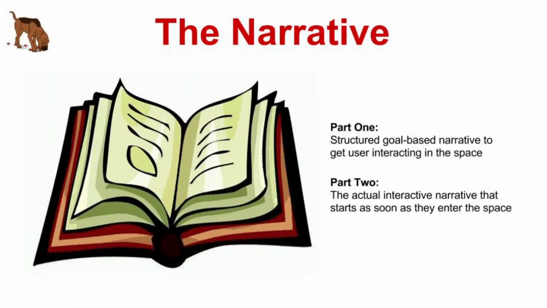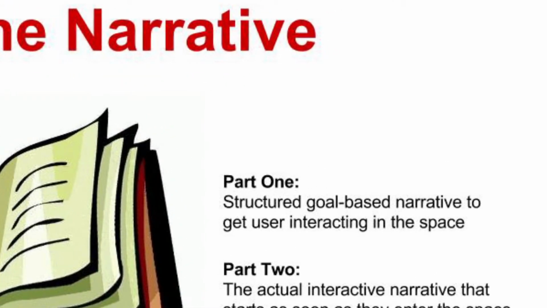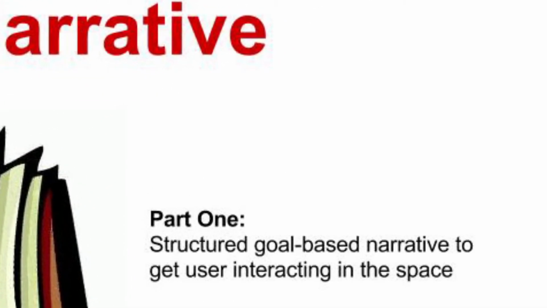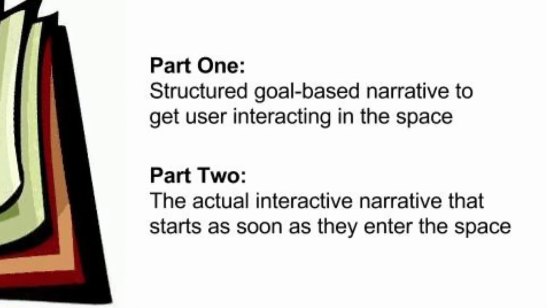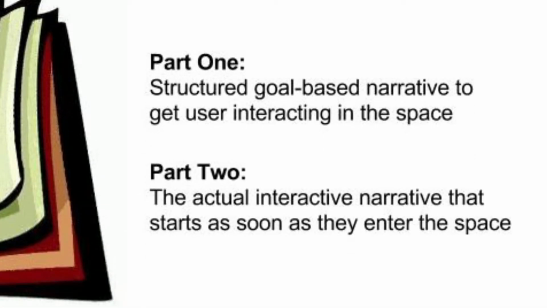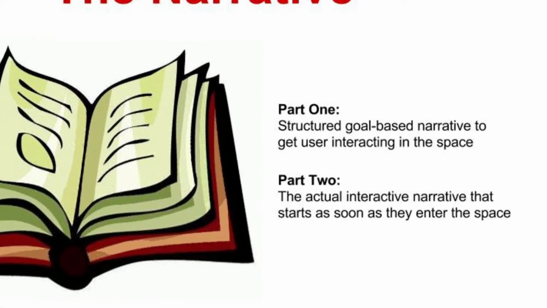The narrative of Bloodhound is broken up into two parts. We use the first part, a goal-based narrative that gives the audience the task of profiling potential victims of a serial killer, to simply get the audience started in interacting with the space and environment. The second narrative, what we consider the true interactive narrative, formulates as soon as the audience enters Bloodhound. This works because the audience is actually the killer, and everything that they do in the space is their own personal methodology in picking a victim.